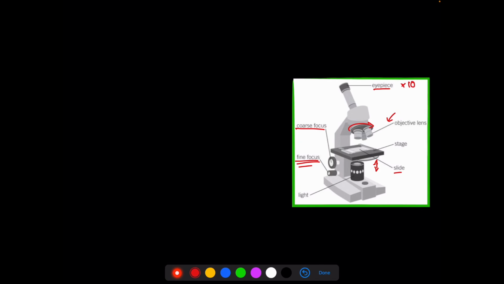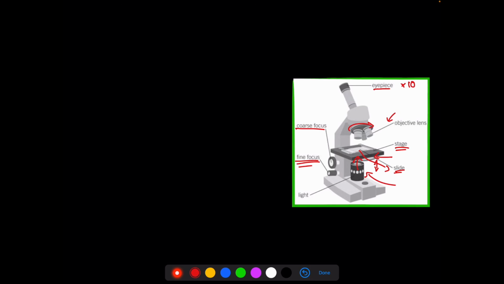The slide is something you place on the stage. You take your slide out first, and then you place something on it, whether it's a cluster of cells or a plant cutting, and then put it back on the stage, and then view it with your eyepiece and your objective lens. Of course you have the light, which is projected through the stage and the slide, and you can see it properly. That's how a microscope works.